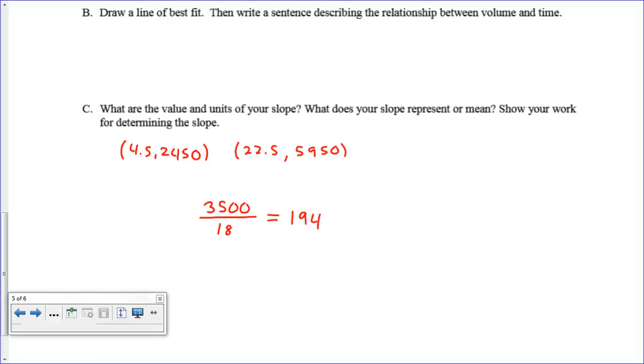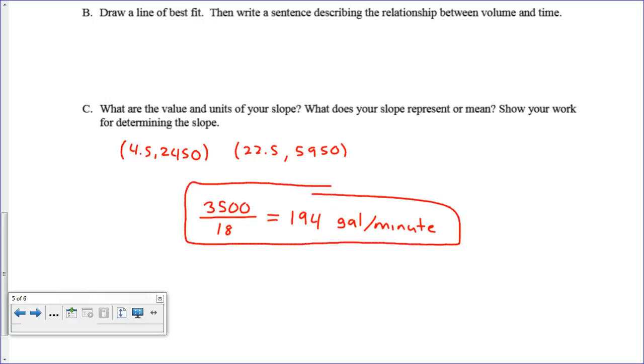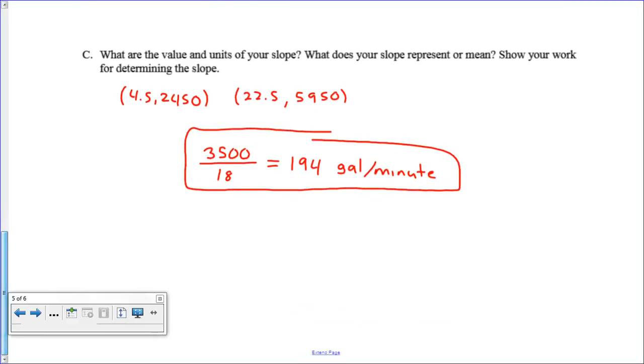And then, since this is the slope, we've got y units over x units. All right, so that is gallons per minute. And then, as an interpretation for this, this is how fast he fills the tank. All right, so you fill the tank by 194 gallons each minute.